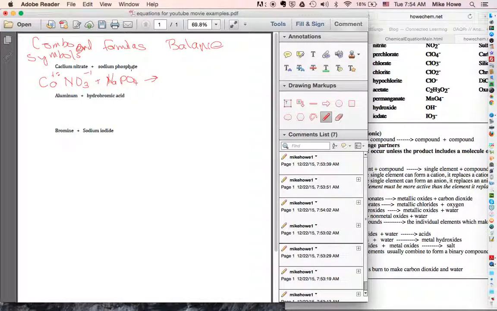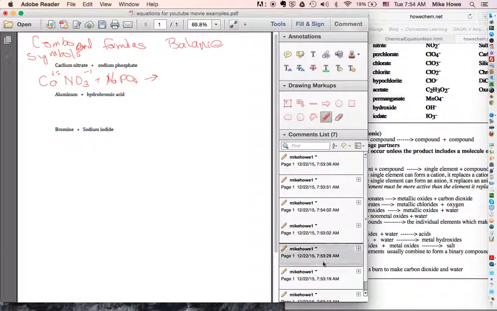Again, polyatomic ion. The ATE ending tells you that it's a polyatomic ion. Most polyatomic ions will end in ATE or ITE. Only a couple end in IDE. Remember that IDE usually means a binary compound, except for hydroxide and cyanide.